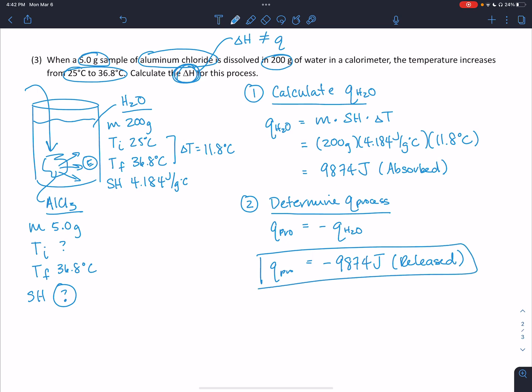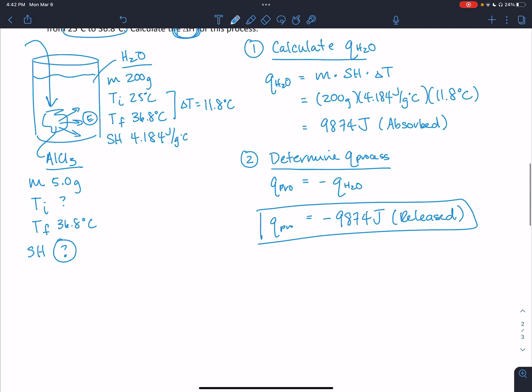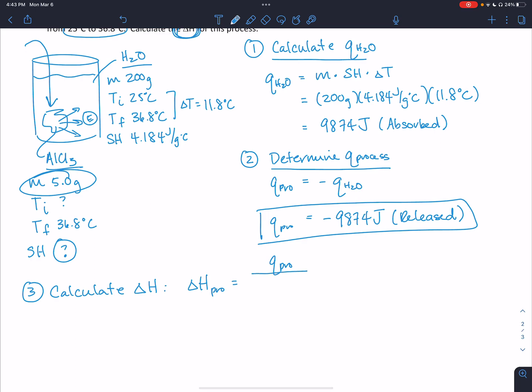Now this value is only for this 5 grams. And what delta H, that enthalpy change, is looking at is, well, what if I had, instead of 5 grams, a mole's worth of that stuff? So in other words, to calculate that enthalpy change, I actually use a formula. I say that the enthalpy change of that process is equal to the energy that flows because of that process divided by the moles of that reactant, in this case, AlCl3.